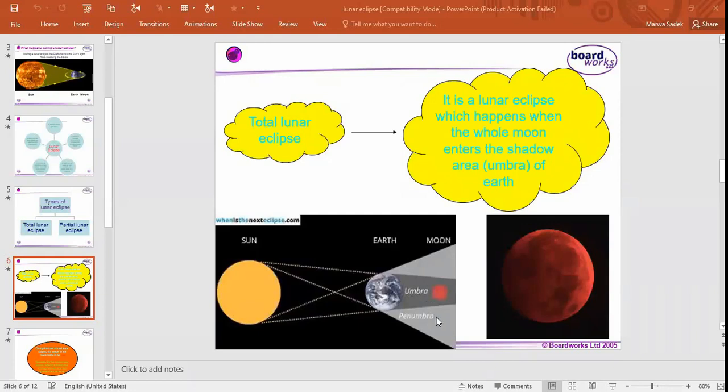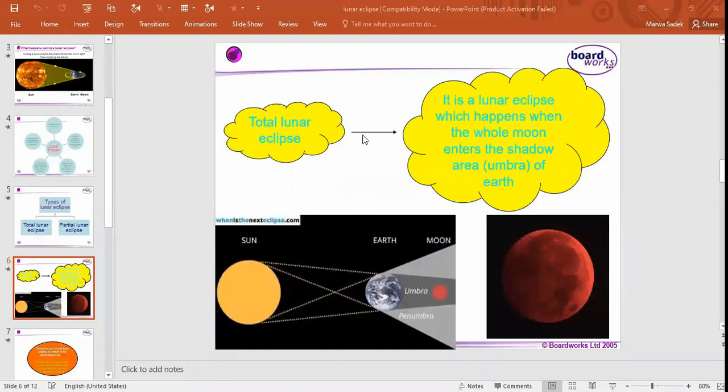Again, when the whole moon enters the shadow area, umbra, of the earth, in this case, the total lunar eclipse will happen. Okay, guys? If you look here, what is the color of the moon? The color of the moon is red.